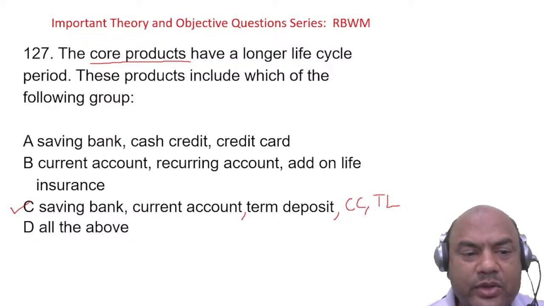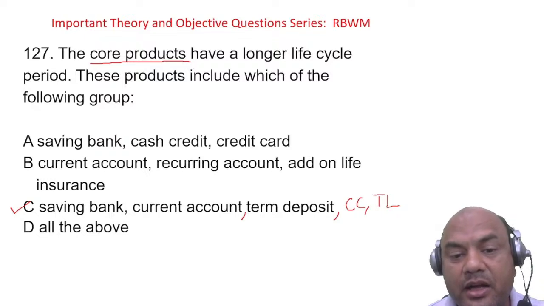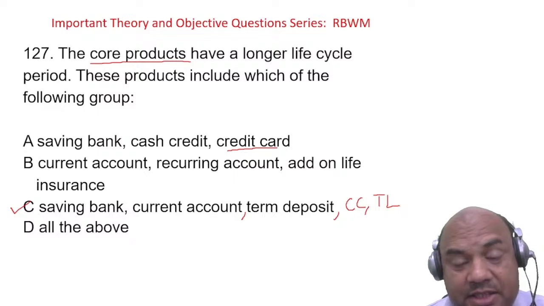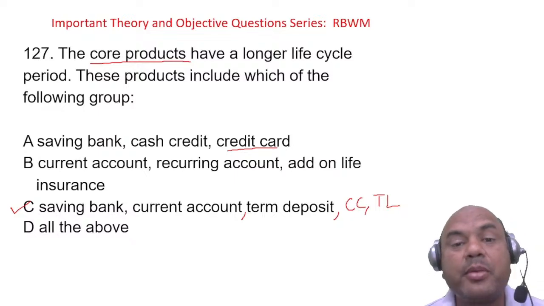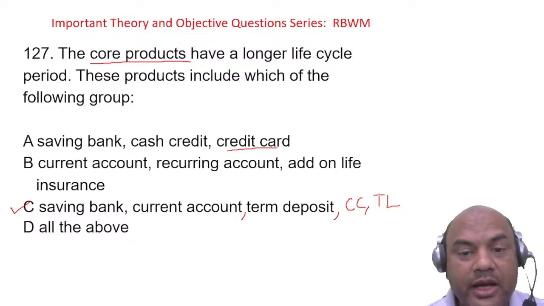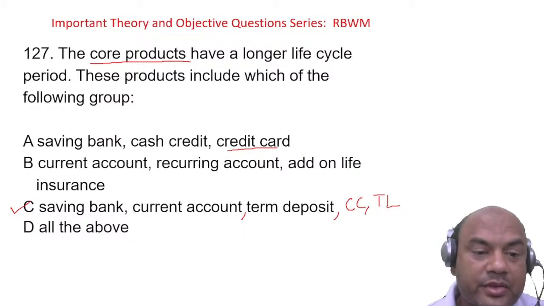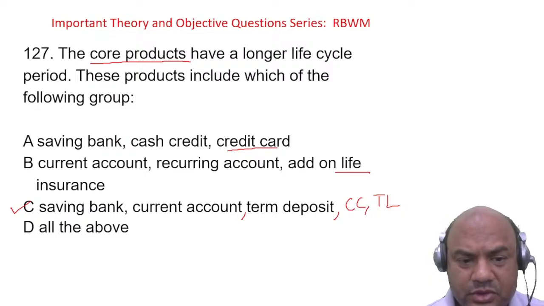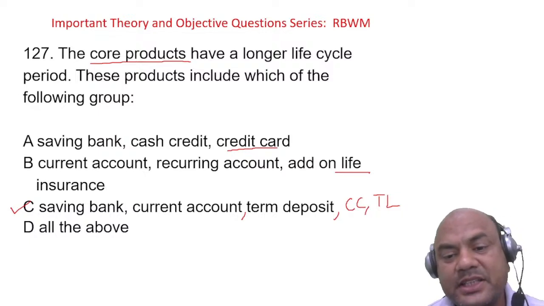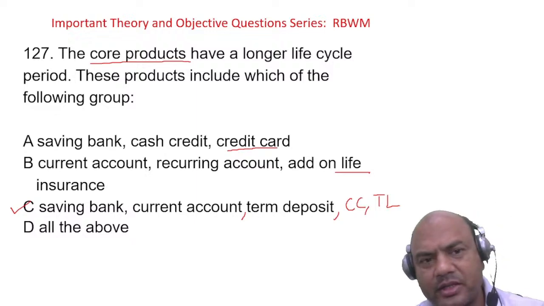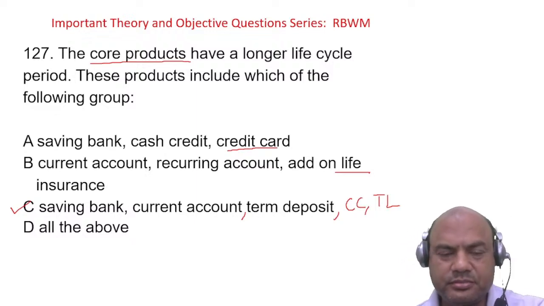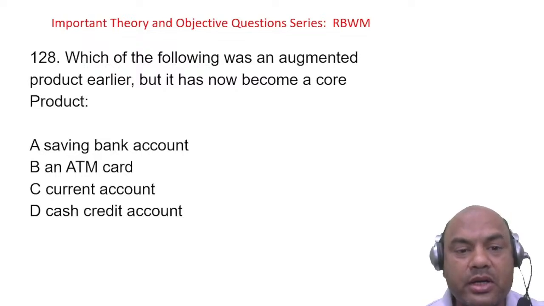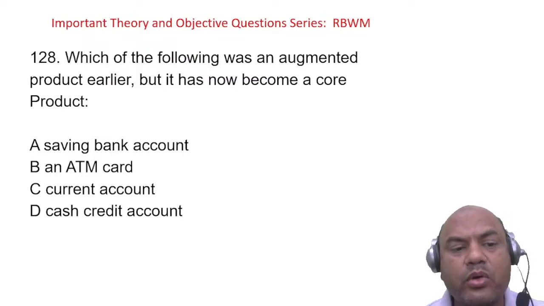You will say, sir, it was there in A also, but A had a credit card. Credit card is not a core product of the bank, at least for now. In the future we don't know, it may become a core product. Right now it's not. Add-on life is also not a core product of the bank. So savings, current, term deposit, CC and term loan. You can add these on the asset side also. Got it? Which of the following was an augmented product earlier, but has now become a core product?